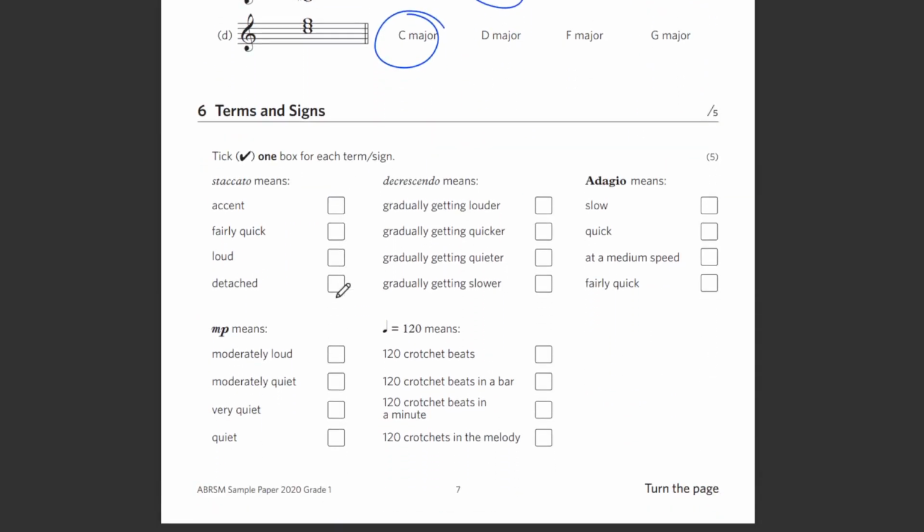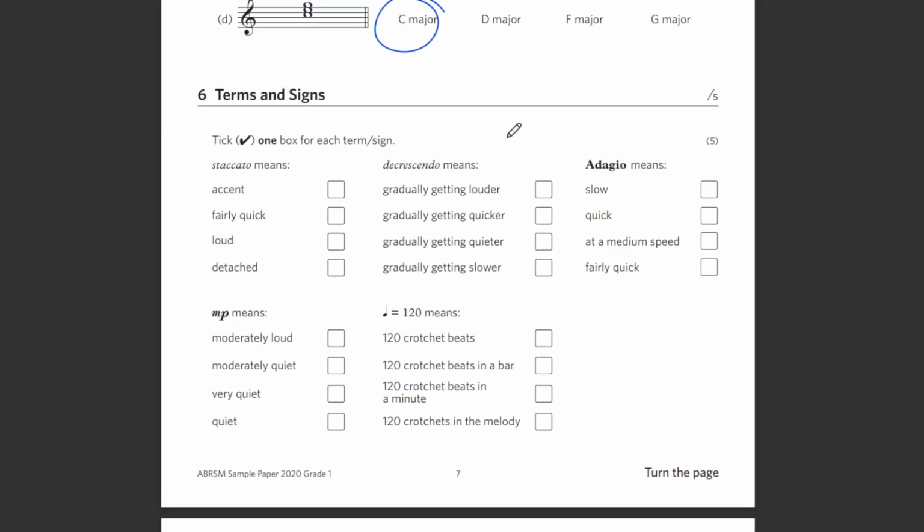Okay. Next, let's move on to terms and signs. For terms and signs, basically just memorize the list that is tested. Staccato means it is detached. Decrescendo means gradually getting quieter. Adagio means slow. MP is moderately, so P is quiet, so moderately quiet. This is a metronome sign, which means 120 crotchet beats in a minute. So this one is correct.